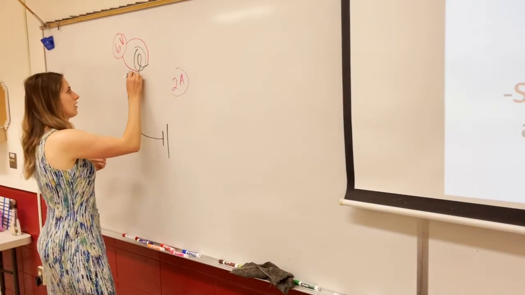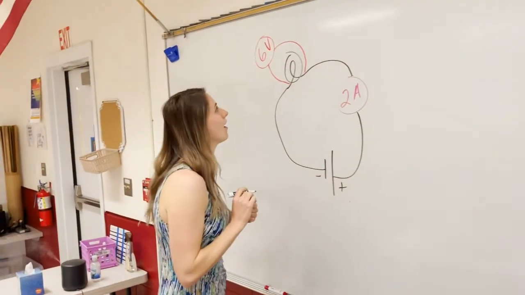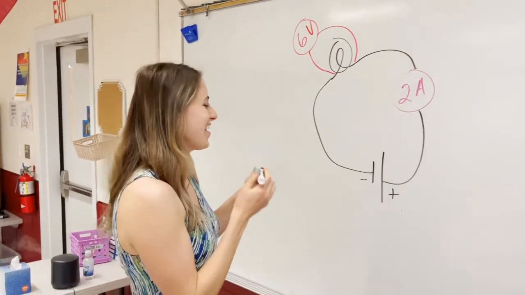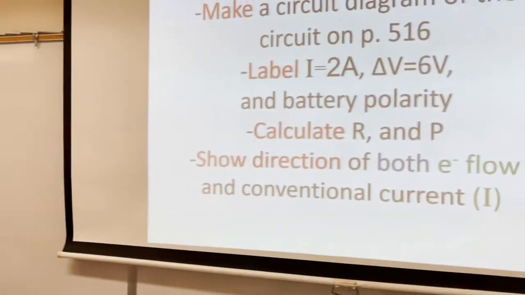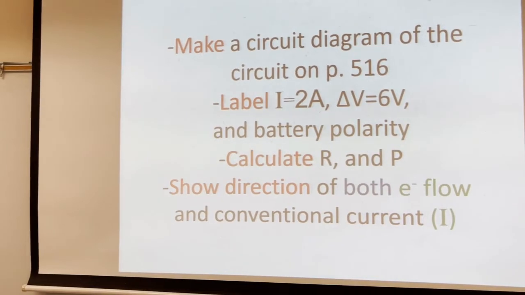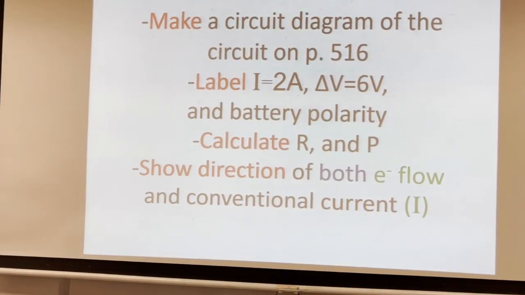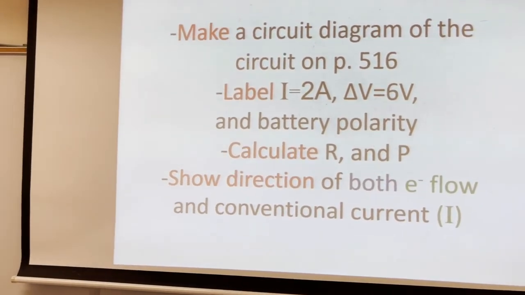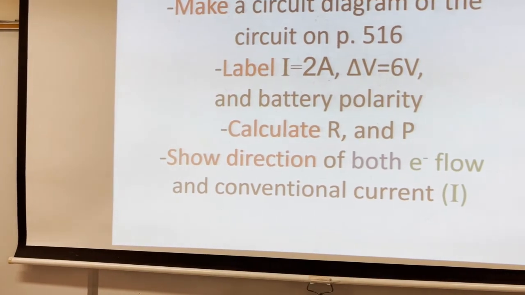Gee, Ms. Moore, that looks exactly like the circuit we drew a minute ago. I know. I should have kept it up there. I couldn't remember what the picture looked like. Okay. So make a circuit. We labeled our stuff, and battery polarity, which is positive, which is negative. So what does it want us to do? Calculate the resistance and the power.